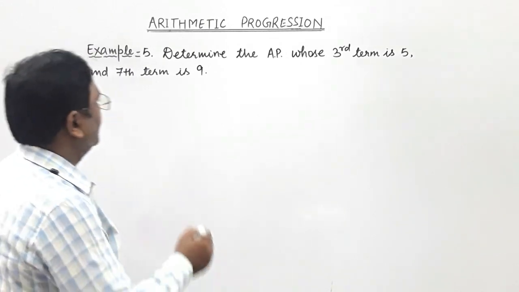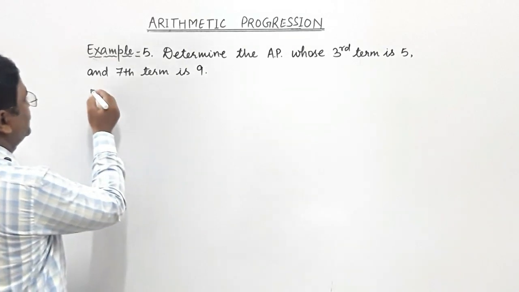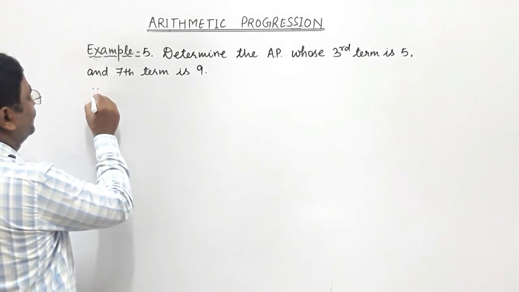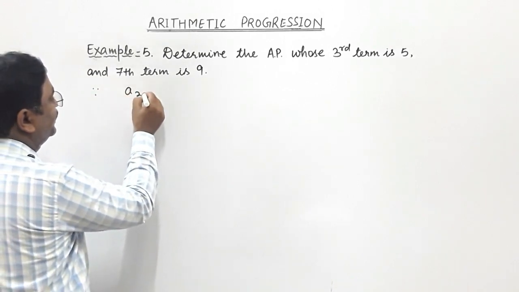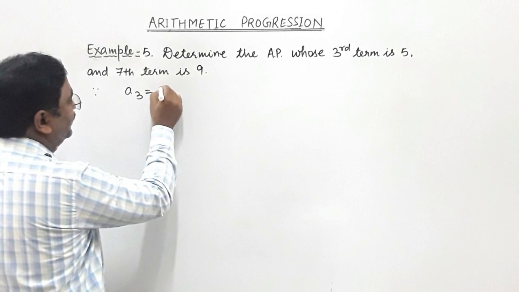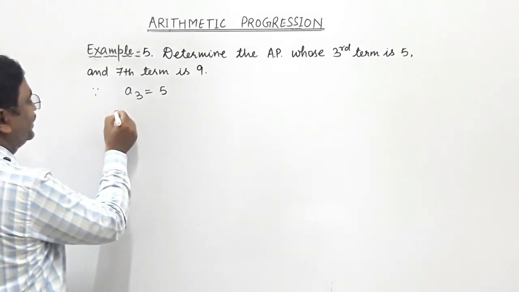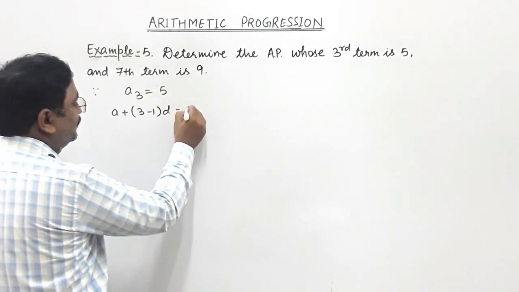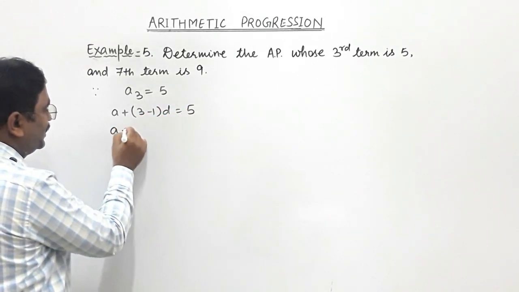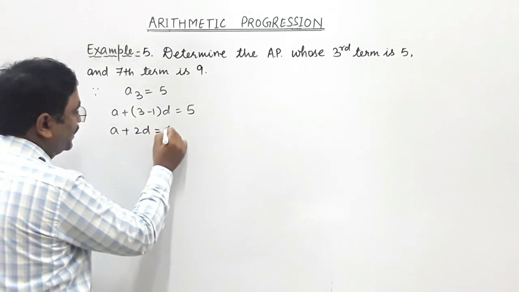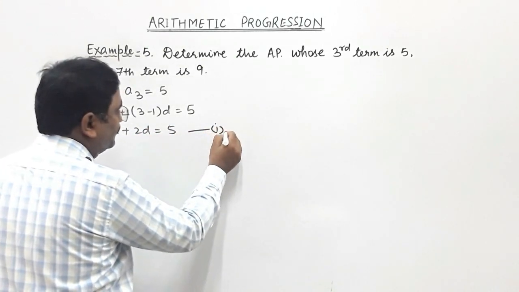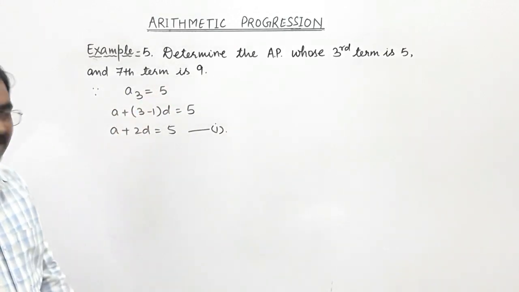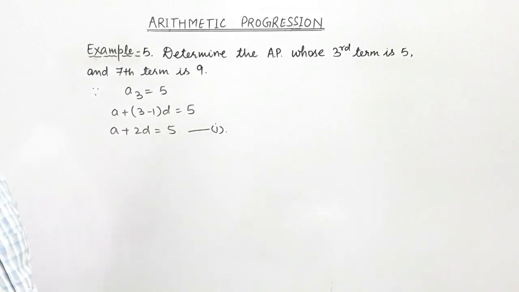So let us see. As from the question, what is given? The third term, and the third term can be written as a3 equals 5. It is equation number 1, and it can be written as a plus 3 minus 1 into d equals 5. It means a plus 2d is equal to 5. Say it is equation number 1. Since the third term is 5, so a3 is equal to 5. We have taken a plus 2d is equal to 5.